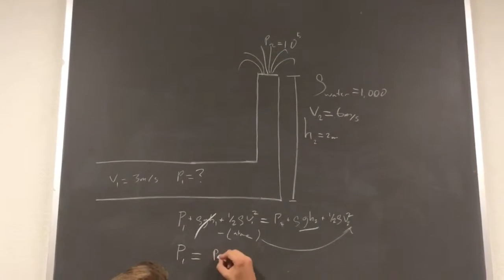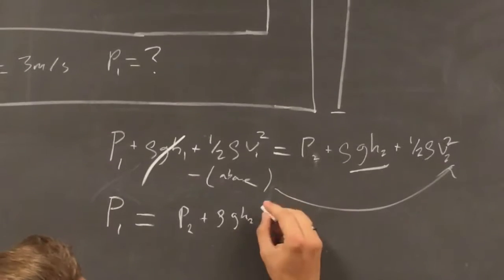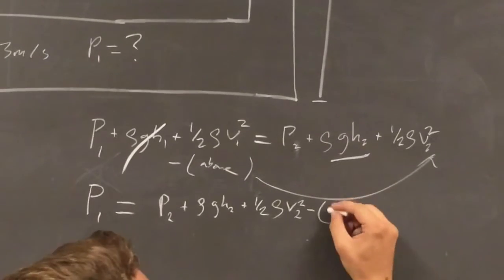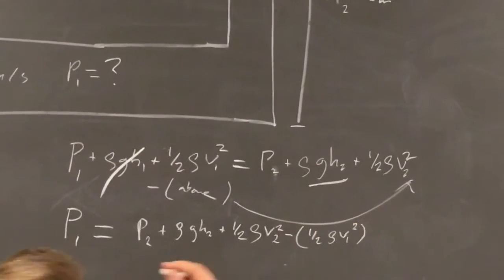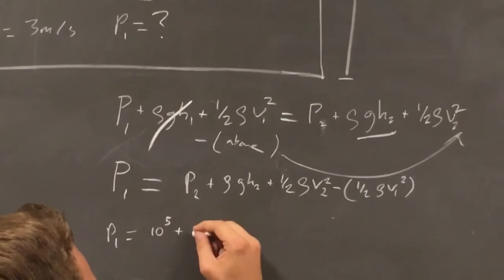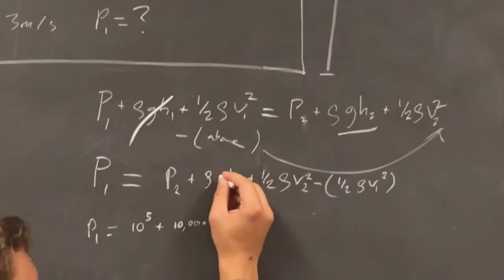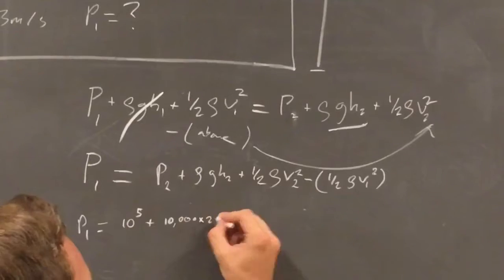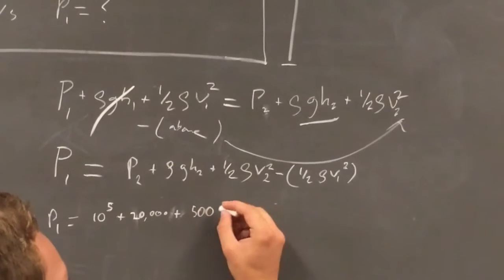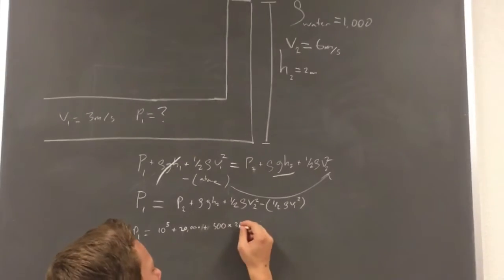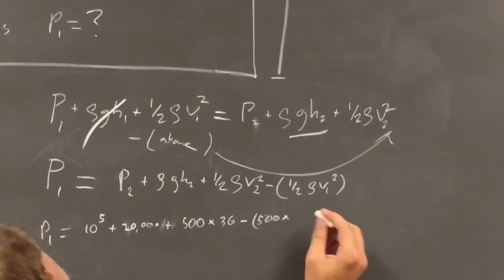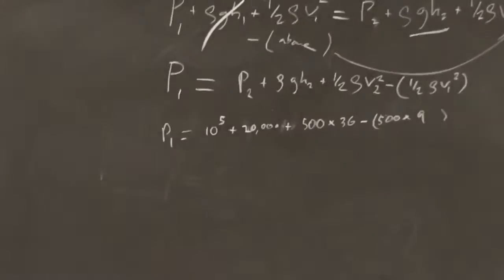So now we're going to have pressure 2 plus rho g H2 plus 1/2 rho V2 squared minus 1/2 rho V1 squared. So we have P1 is equal to 10 to the 5th plus 10,000 because there's the gravity, which is 10, times 2, so that'd be 20,000, plus 500 times 36 minus 500 times 9. So now let me get my calculator out.